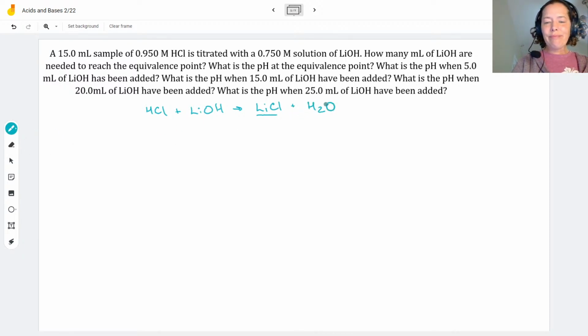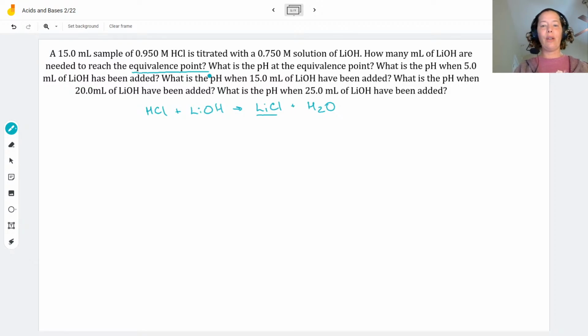Okay, so we've got our neutralization reaction. This is a 1-to-1 ratio. Again, I wanted to choose an easy one at least to start with before we jumped into a 1-to-2 or a 1-to-3. You could do that as well. Let's talk about the equivalence point. All right, so what happens at the equivalence point?